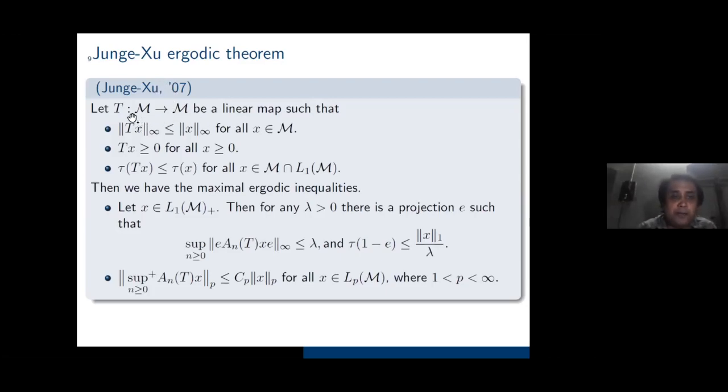So we have a linear map from M to M, from the fundamental algebra to the fundamental algebra, and which is a contraction. So the fundamental algebra has a natural operator norm. I should have said that the analog of L infinity space over a fundamental algebra is the fundamental algebra itself with the operator norm.